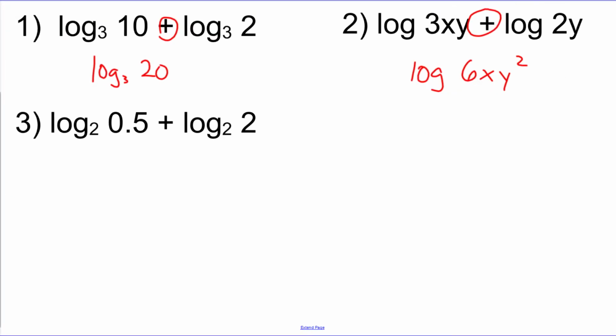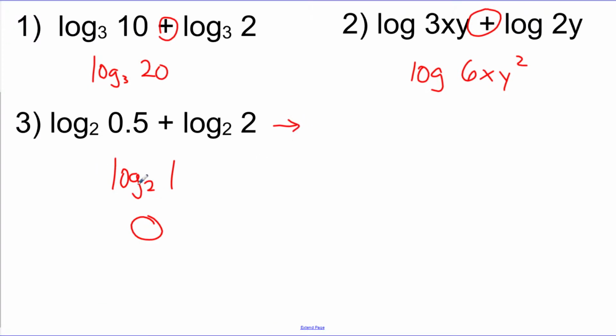Okay? So here's your last example. Log base 2 of 0.5 plus log base 2 of 2. Again, I can multiply these together and say this is really 0.5 times 2. This is the log base 2 of 1. And I can simplify this one because this says 2 to what power gives me 1, and the answer here is 0.